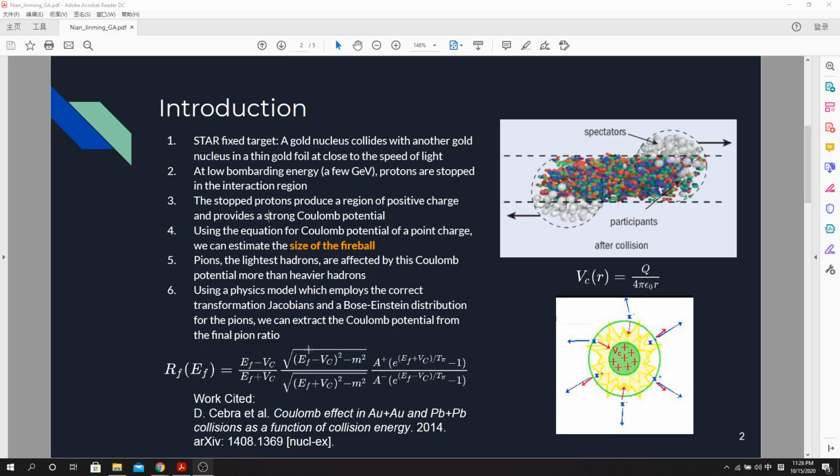So by analyzing the final ratio of pions using this physics model, which employs the correct transformation Jacobians for a static sphere and a Bose-Einstein distribution for the pions, we can extract the Coulomb potential.